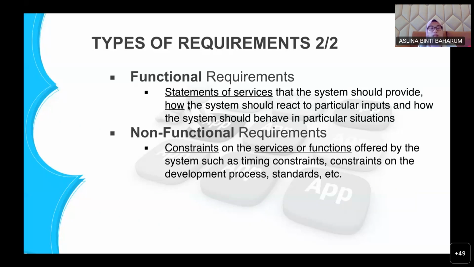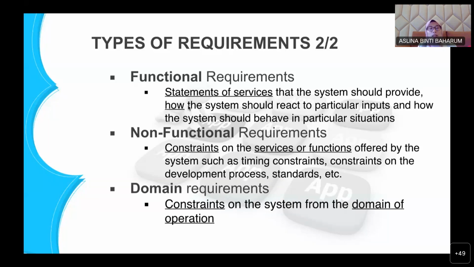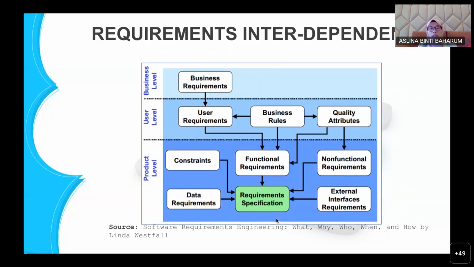And next we have the non-functional requirement, a constraint on the service or function offered by the system, such as timing constraints, maybe government policies, development process, standards for quality, and so on. And next we have the domain requirement, constraints on the system from the domain of operations. And again, it is a requirement.